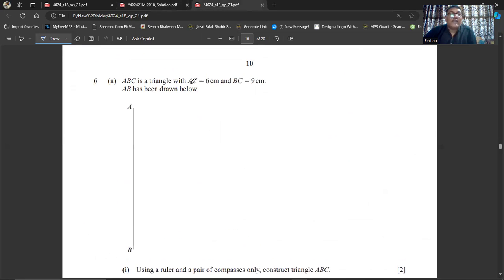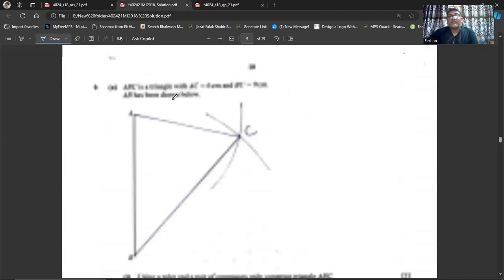So what I will do, I will open my compass 6 centimeter. I will place the needle of the compass here. Technically we say I will take A as the center and I will draw an arc of 6 centimeter radius here. Then I will open my compass 9 centimeter. I will take B as the center and I will draw an arc here. Where these two arcs intersect each other, that will be the point C. And I will join that point with A and with B. Hopefully you understand what I am talking about here.